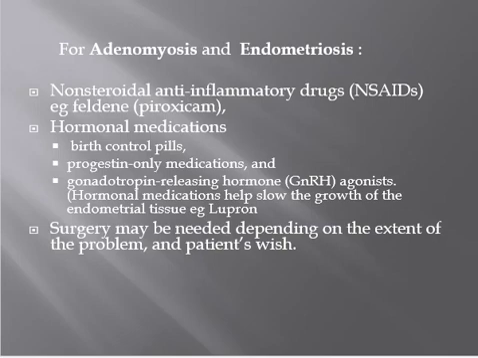Okay, so endometriosis and adenomyosis can be treated with drugs such as non-steroidal anti-inflammatories. An example is Feldene. They can also be treated with hormonal medication such as birth control pills, progesterone-only medication, and gonadotropin-releasing hormone antagonists. This medication helps to slow the growth of the uterine lining tissues. Then surgery can also be the last resort depending on the extent of the problem.